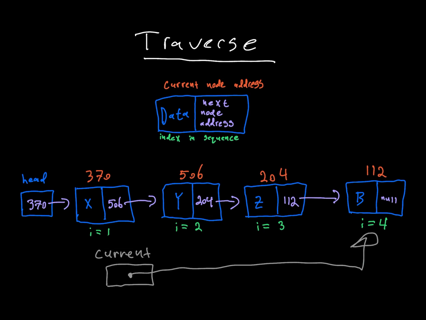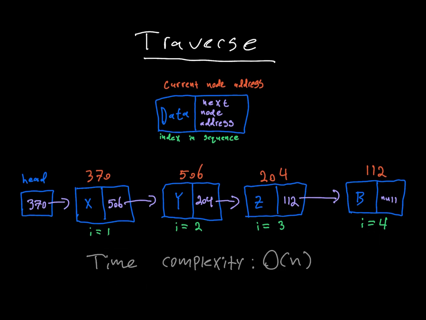We get to address 112. We realize, okay, we have finally reached the fourth node in the sequence. We can now do whatever we want with the fourth node in the sequence. The time complexity for the traverse operation would be big O of n, which means that in the worst case scenario, to get to a node, we have to visit every single node in the linked list until we get to our desired node, right? So if we have n nodes within our linked list, we may have to traverse n nodes.